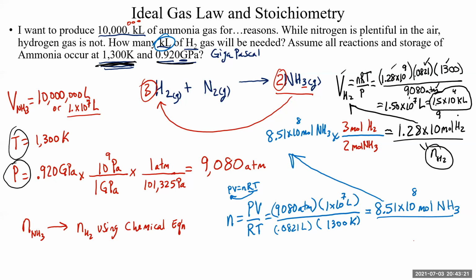You can use Avogadro's law to simplify this. We're going to take a look at an example kind of similar to this, where we simply take the volume ratios and substitute those for the mole ratios given by the stoichiometric coefficients. This is a preview. This will be in the next video with the simple gas laws, Avogadro's law.